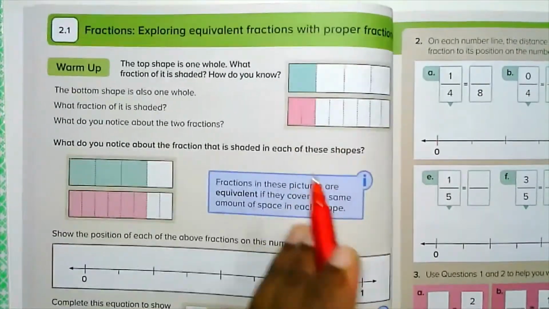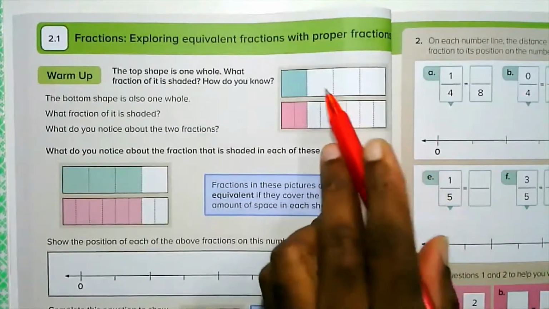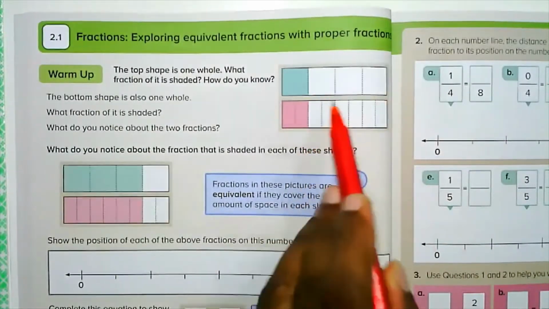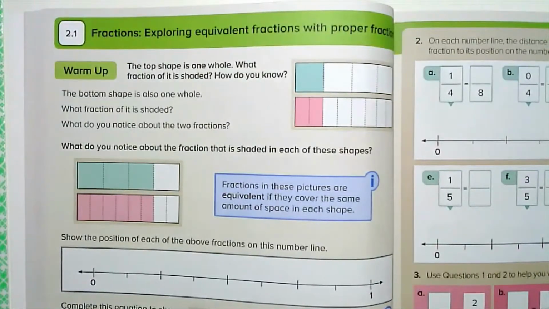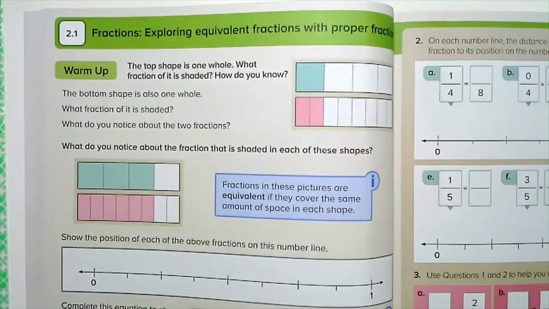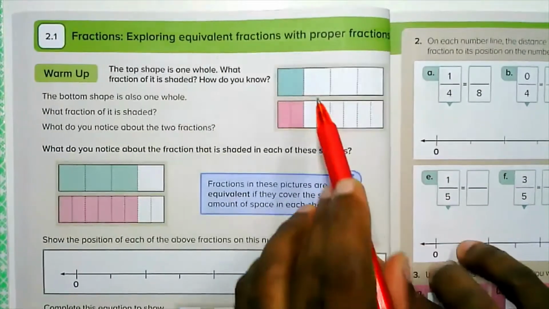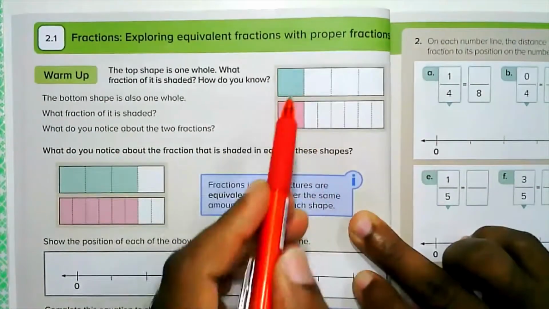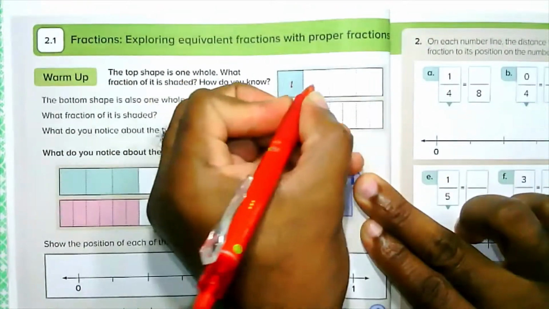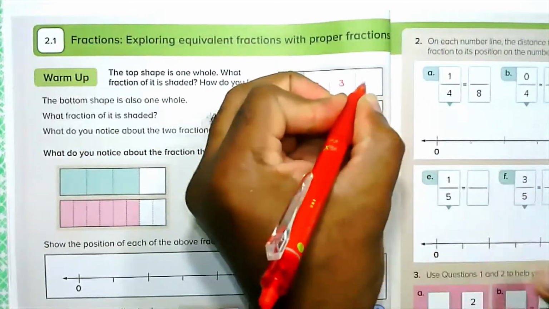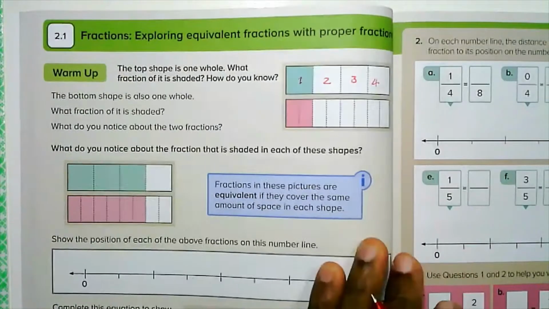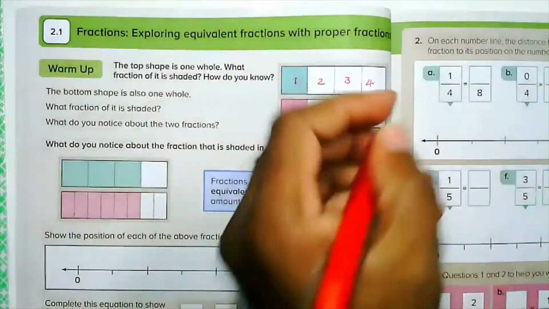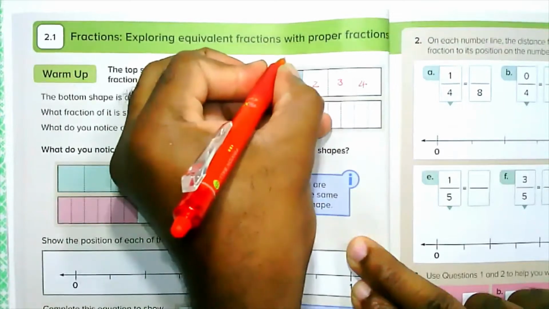So the top shape is one whole. What fraction of it is shaded, and how do you know? So we can see it's split into 1, 2, 3, 4. It's split into 4 equal parts. So the fraction that is shaded is 1/4.